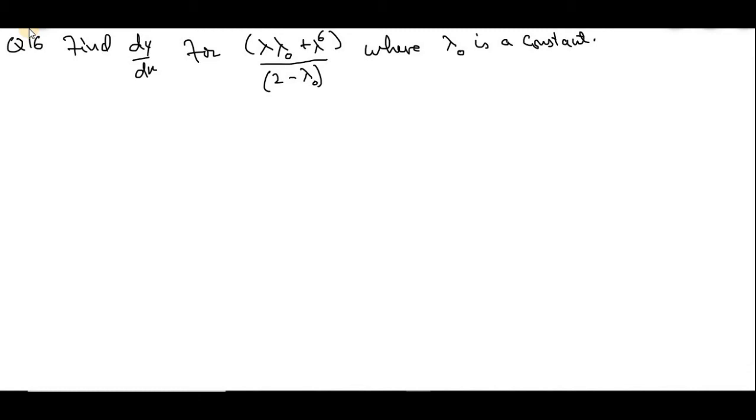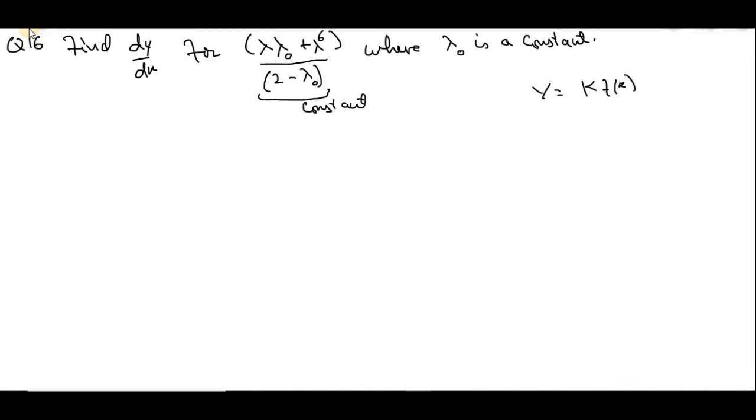Now in this question number 16, we have to find dy by dx for the function lambda into lambda naught plus lambda raised to power 6 divided by 2 minus lambda naught, where lambda naught is a constant. Since it is given that lambda naught is a constant, the entire term in the denominator is now constant.